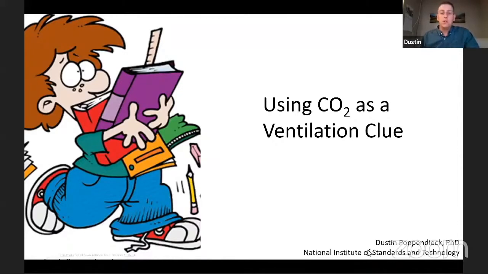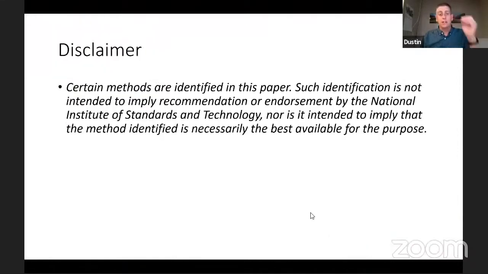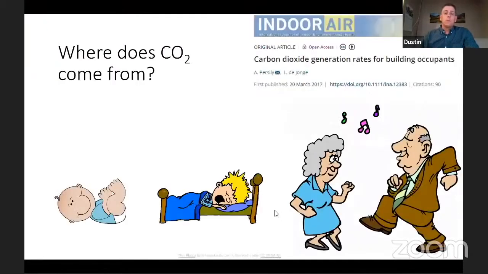Before I start, I want to note that the methods presented today are not a recommendation or endorsement from my employer. So where does CO2 come from in a classroom?